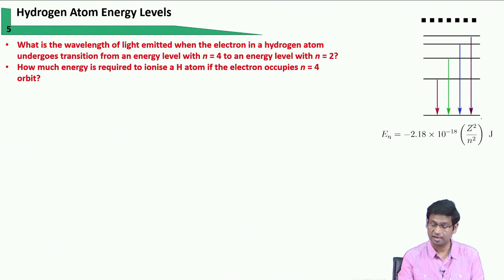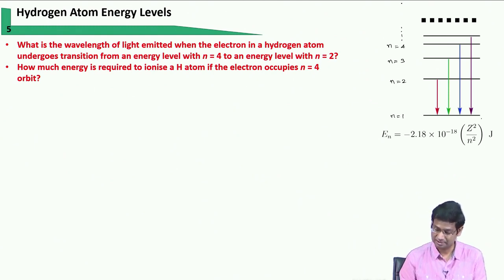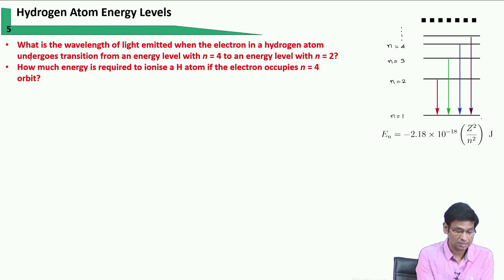So, the energy of the nth state of the hydrogen atom is given by this expression, which is a constant multiplied by z square divided by n square, where z is the atomic number of the system and n is the quantum number or the state. So, the ground state here is n equals 1, the next one is n equals 2, n equals 3, n equals 4, and so on until a very large number of n. Now let us look at the question.